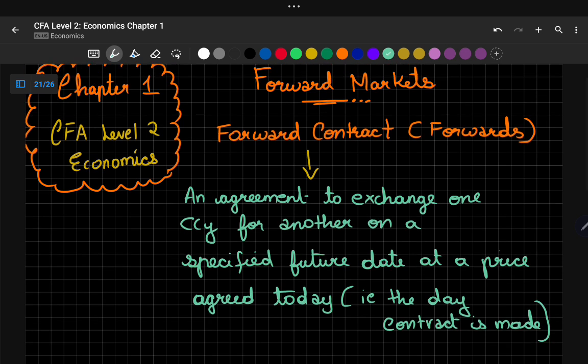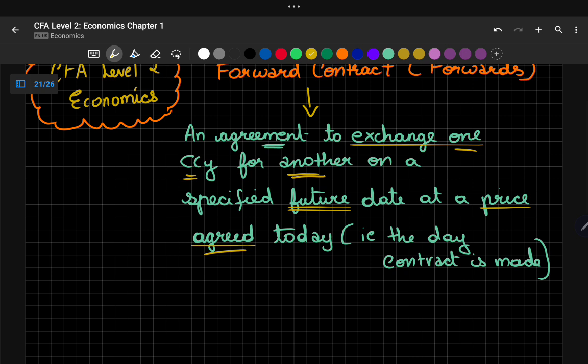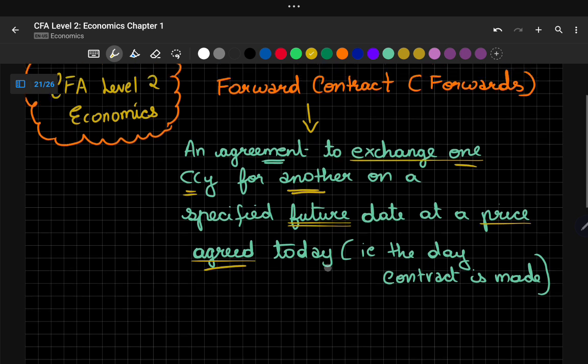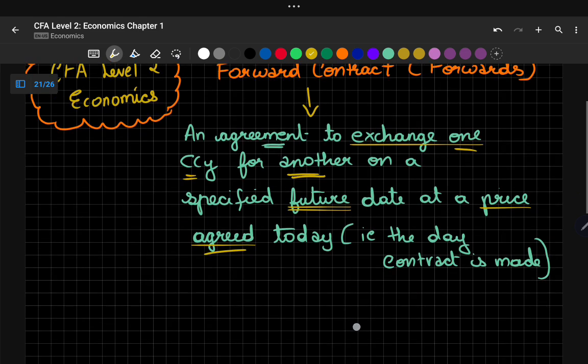So, what is a forward contract or forwards? It is an agreement to exchange one currency for another on a specified future date at a price agreed today. That is the day on which the contract is made. So, on a future date, for example 3 months from now, I have entered a contract to sell USD and buy INR, and the price at which this exchange would take place, I have agreed today. That is the day in which the contract is made. So that is known as a forward contract, an agreement to exchange one currency for another on a specified future date at a price agreed today.